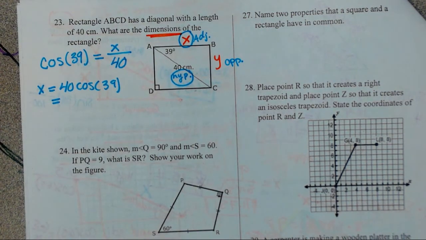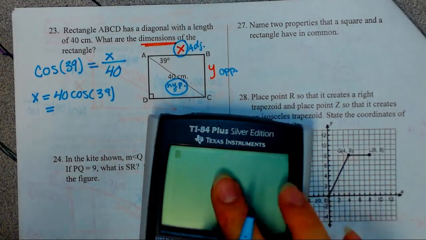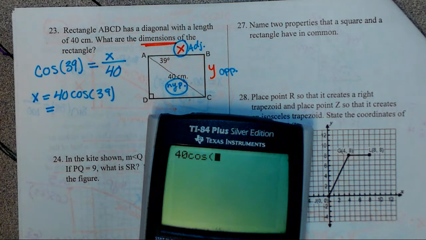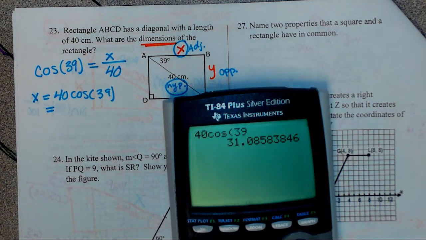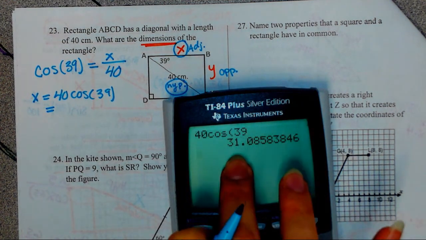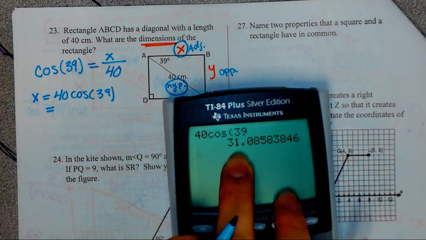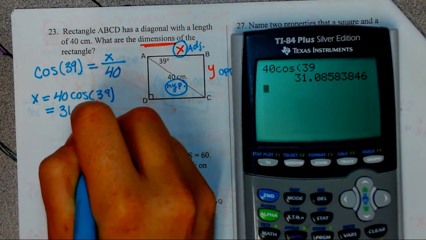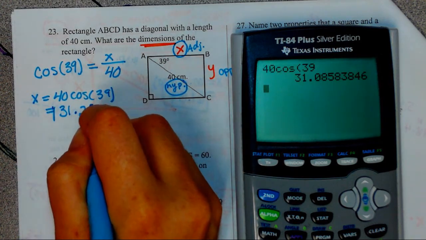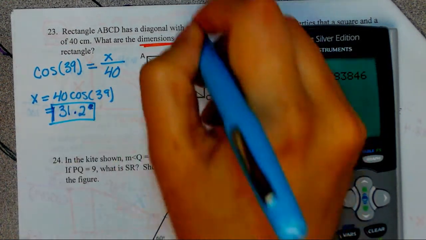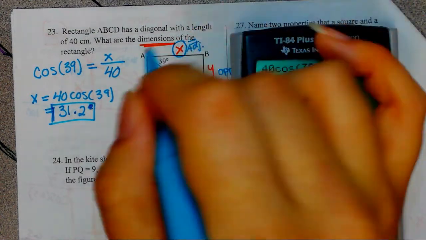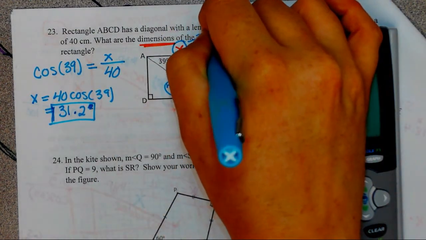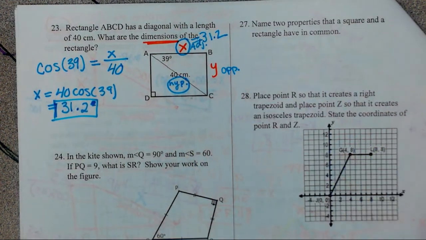Let me get my calculator. 40 cos 39. Make sure you're in degree mode again. And then it's 31.2 roughly. Wait, sorry, not degrees. That's just the length. So that's the length for X, and that's one of your dimensions.